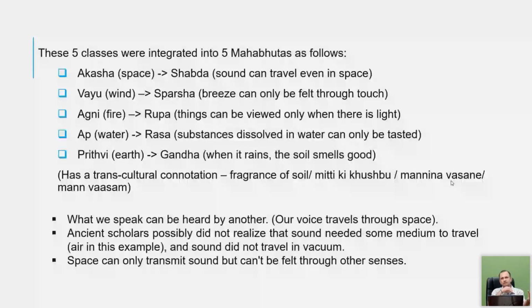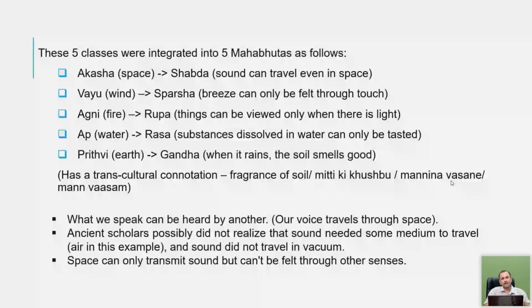When it rains, for example, the soil smells good. This is the very commonsensical basis, and this, especially the Prithvi and Gandha, has got transcultural connotation. We often, in our culture, associate smell with soil, not with flowers or something. Fragrance is always associated with soil, right? Fragrance of soil, or mitti ki khushbu in Hindi, mannina vasane in Kannada, man vasam in Tamil. So this is how we have this cultural connotation to Prithvi and smell, and this is very interesting, right?